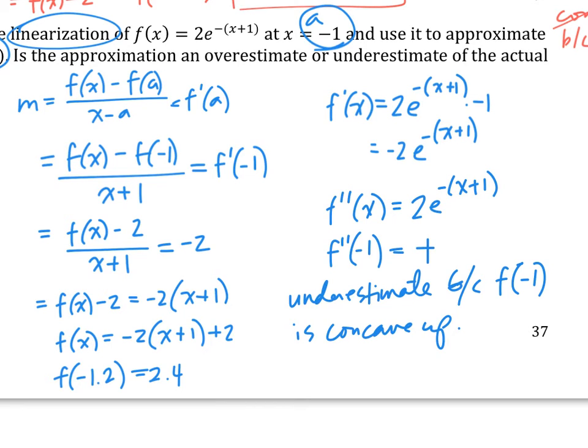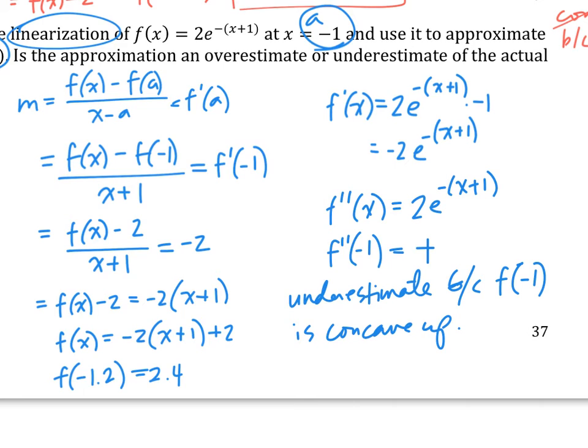No. We're using f of negative 1 to create a line. So we don't know what f of negative 1.2 is doing. We're going to use that line, and that line is overestimating the graph because the graph is concave up. So therefore, the tangent line has to be above.